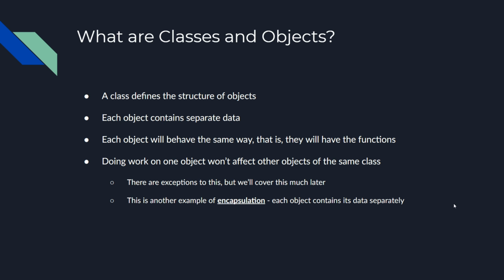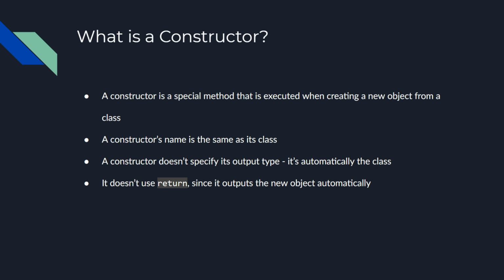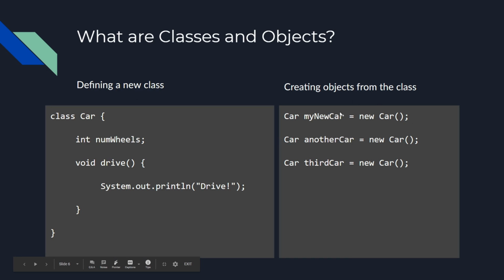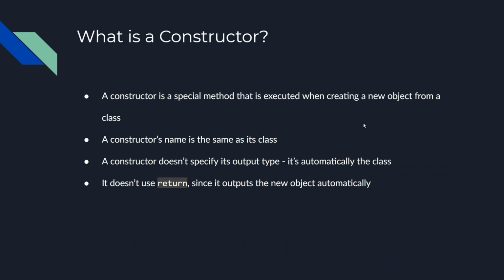Cool. I'm going to move forward. Earlier I mentioned constructors, and we're going to cover that now. Constructors are special methods whose code is run when you create a new object from a class. Remember when we did this new car right here? When we do this, the constructor is executed and does whatever you define inside it.